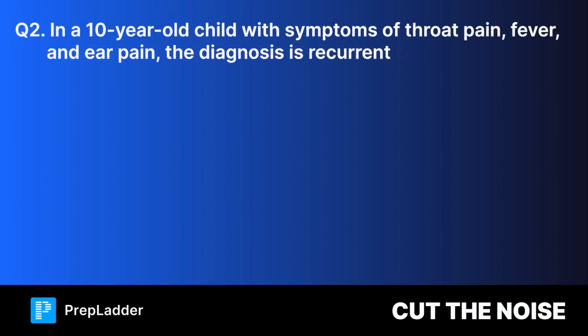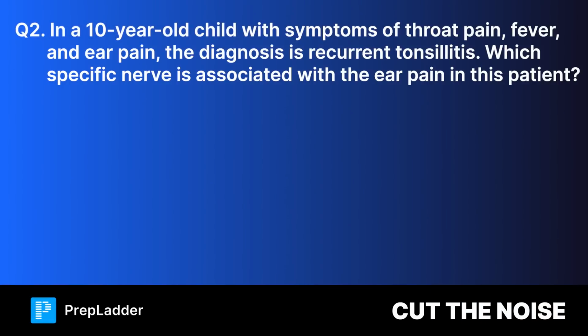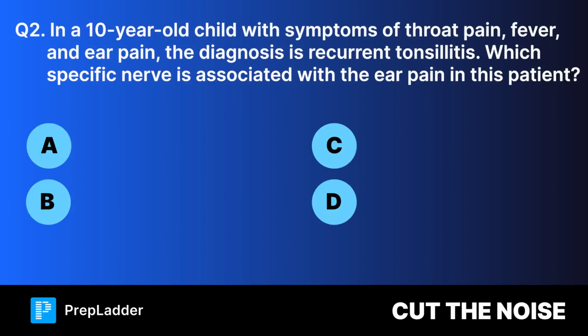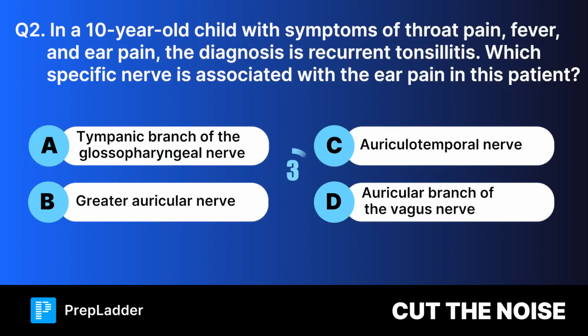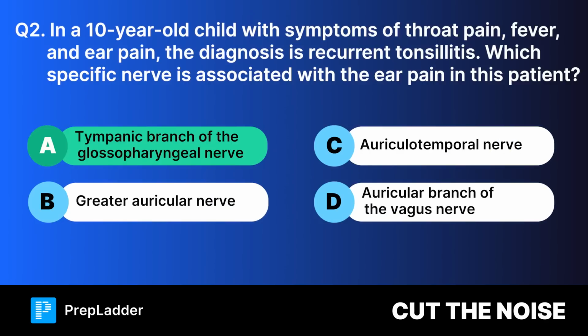Question 2. In a 10-year-old child with symptoms of throat pain, fever, and ear pain, the diagnosis is recurrent tonsillitis. Which specific nerve is associated with the ear pain in this patient? Your options are. And the correct answer is tympanic branch of the glossopharyngeal nerve.